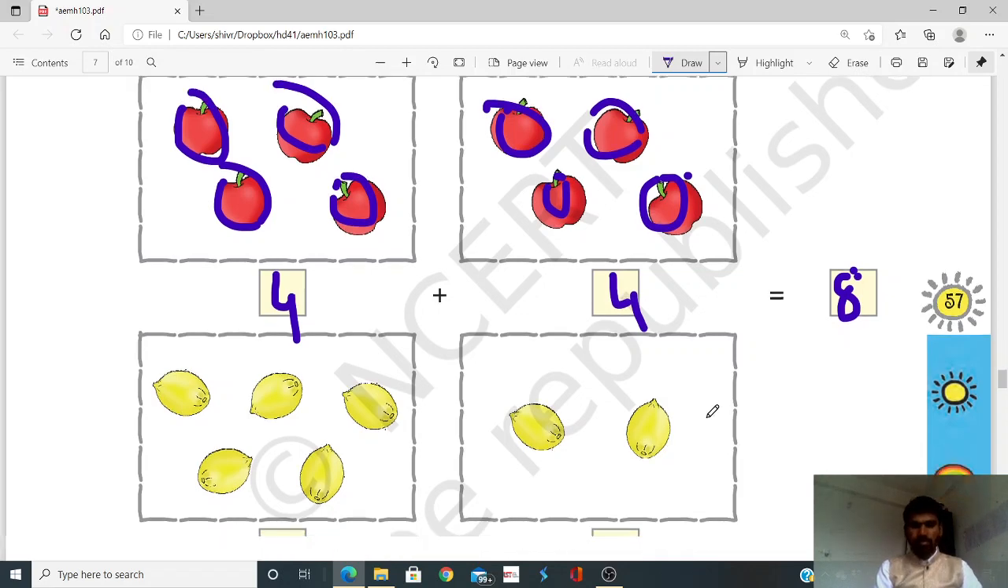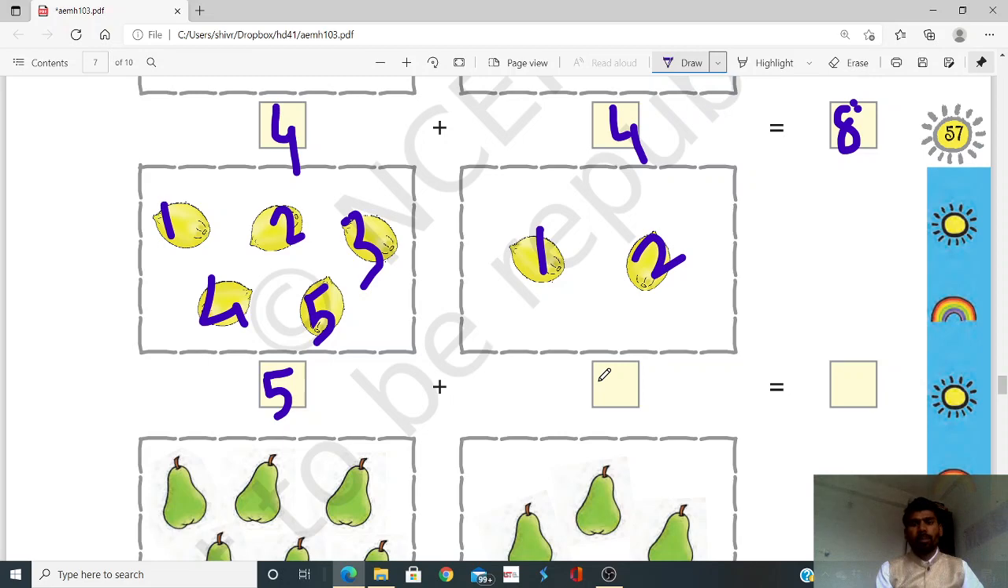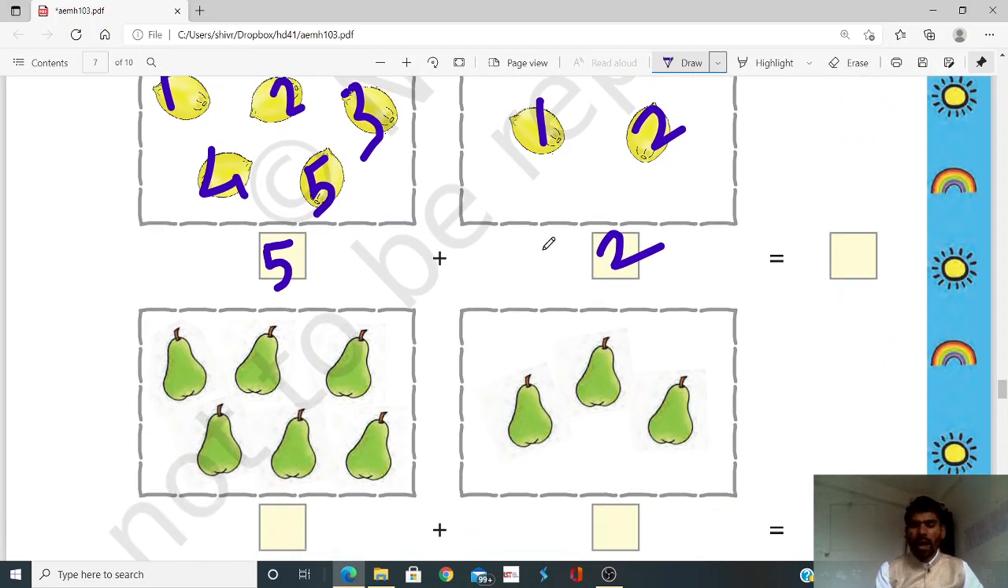Now here you can see 5 objects, 1 2 3 4 and 5, right? Here you have to write 5 plus 2 means 7. See, I will show you. This is 5 and this is 2. When you see all together, here 1 2 3 4 5 6 7. Therefore, our answer will be 7.